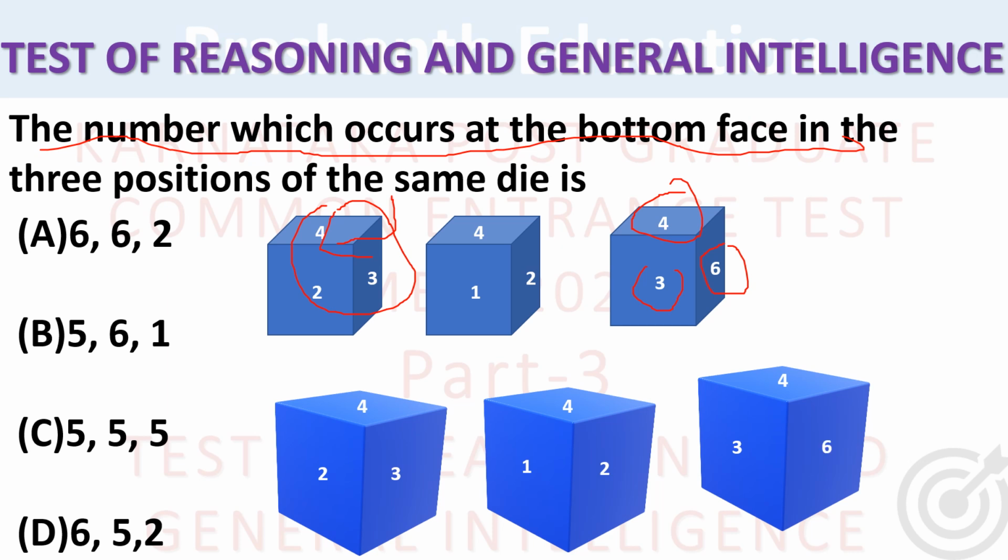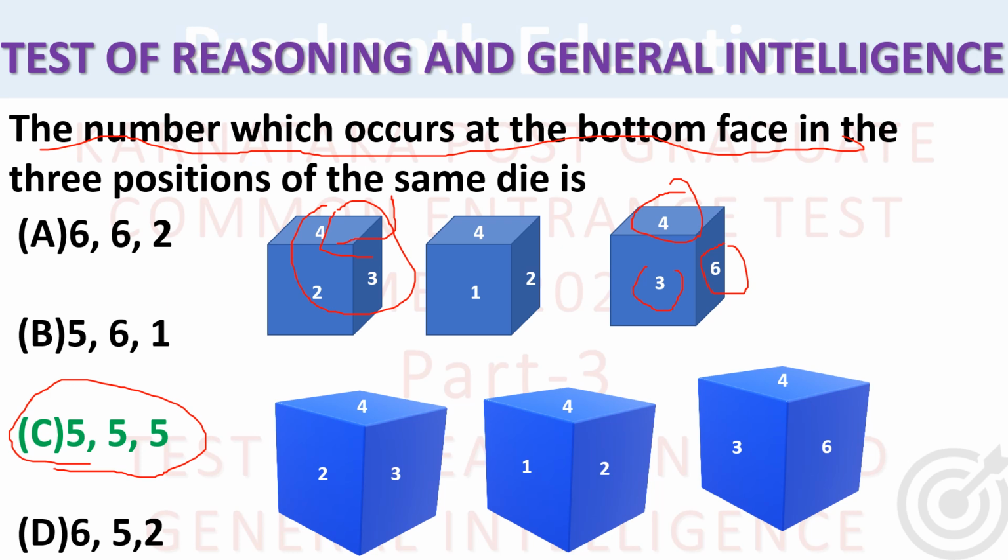So we have seen all the numbers: 1, 2, 3, 4, 6, all these numbers are there. The only number which is missing from this is 5, so the correct answer is 5. Okay, so the correct answer is 5.